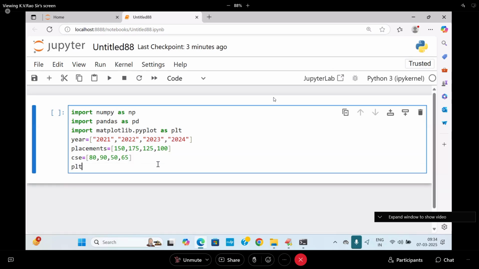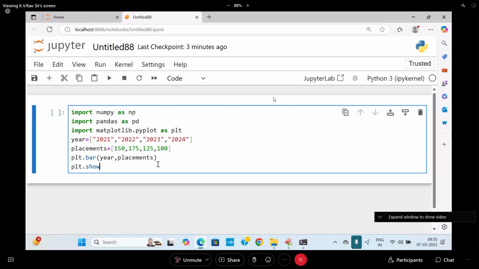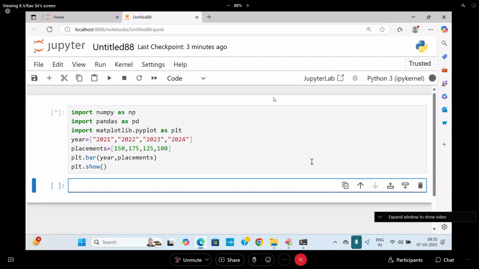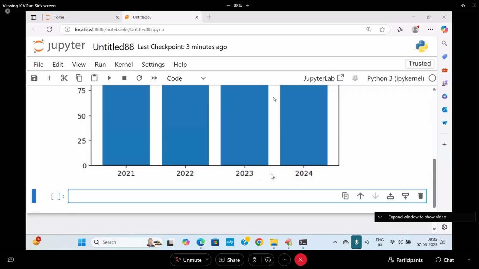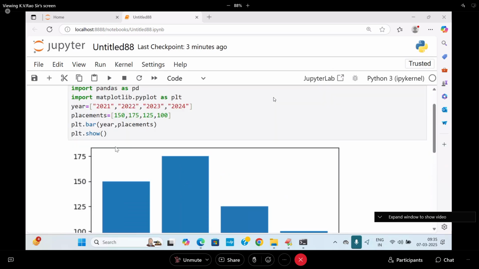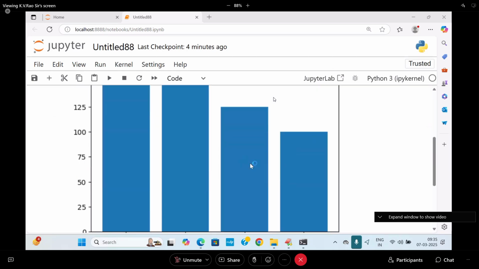plt.bar of year comma placements. Then you say plt.show. So this will be showing the bar plot over there. This is the data that is going to show the bar plot: 2021, 2022, 2024, and the number of values 150, next 175, next 125, next something like 100. Like that, it is showing the data.